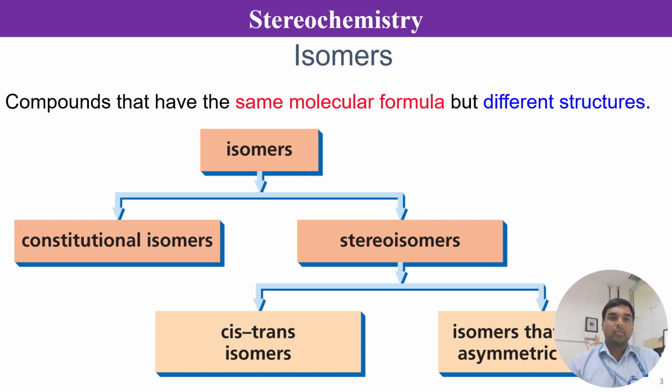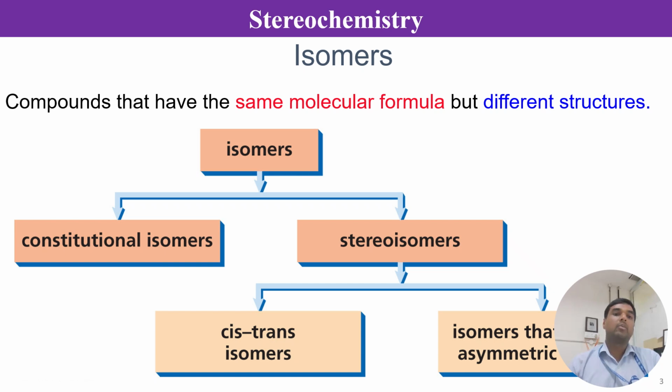So, when you talk about stereochemistry, that starts with isomerism. What are isomers? Isomers have the same chemical formula with different structures. So isomers are of two types, constitutional and stereoisomers. And stereoisomers are especially based on the 3D representation.